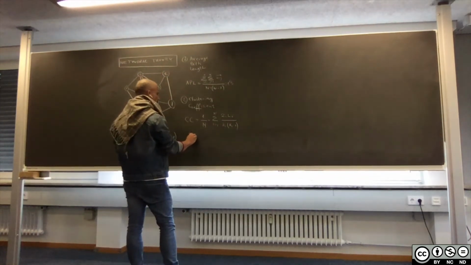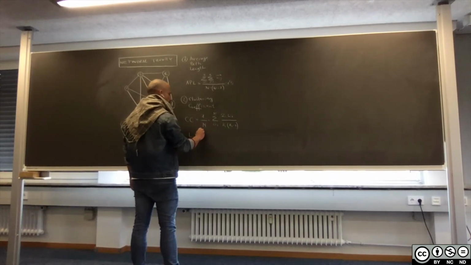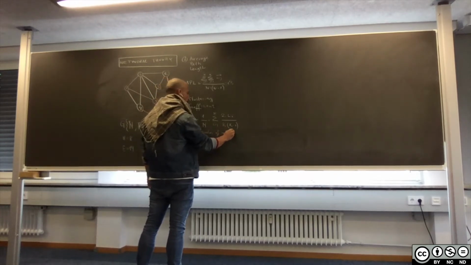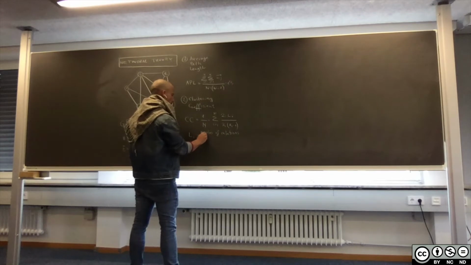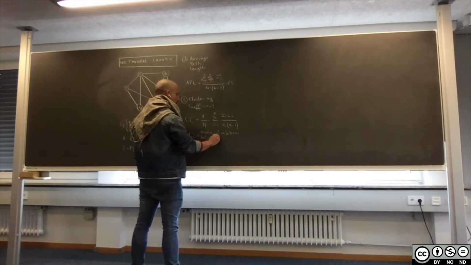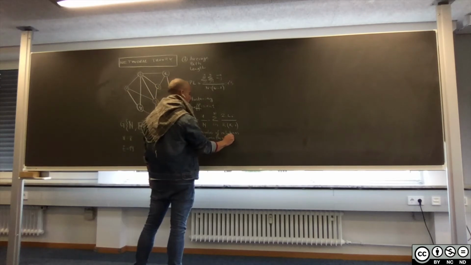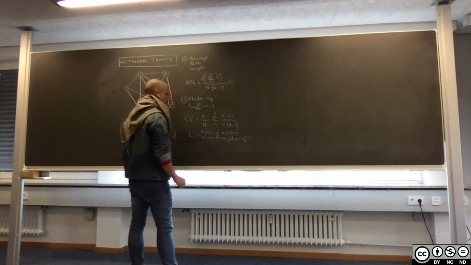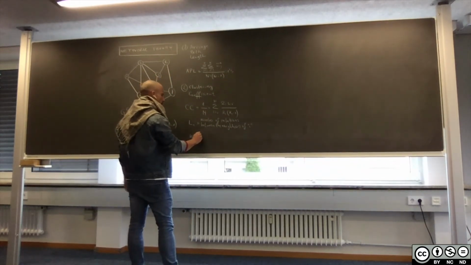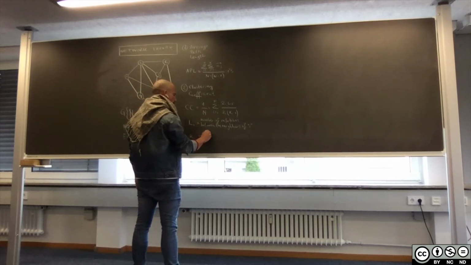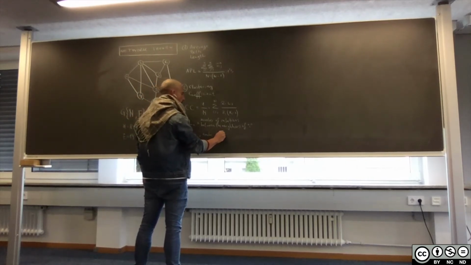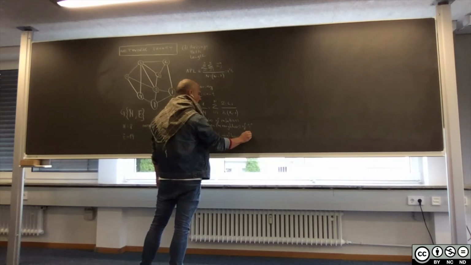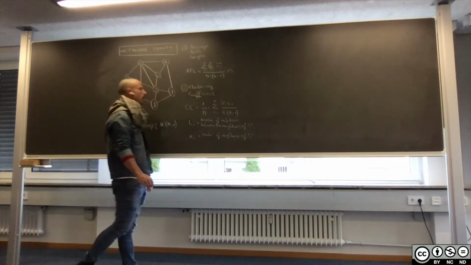In this formula, L sub E is the number of relations between the neighbors of E, and K sub E is the number of neighbors of E. Okay?